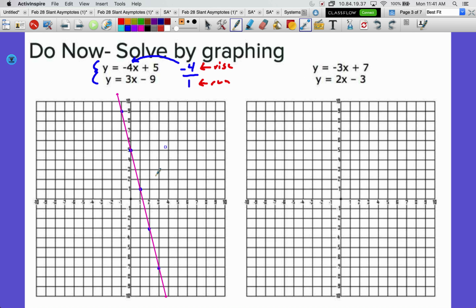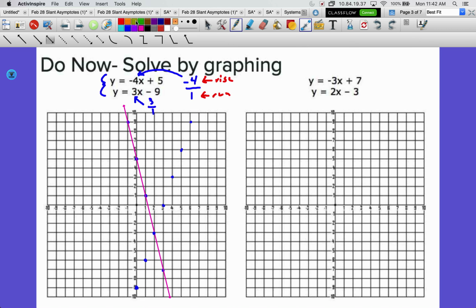Now let's graph our second one. It's got a y-intercept of -9 and a slope of 3. I can make that 3 into a 3/1 if that's easier to graph, because that means go up 3, right 1. 1, 2, 3, 1. I see that that's where they're going to cross. Just for fun, let's keep this graph going all the way across the graph. Connect it up with a straight line.